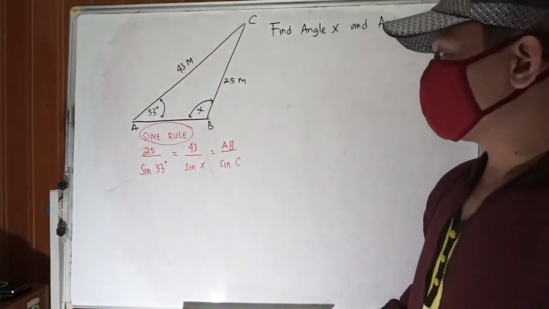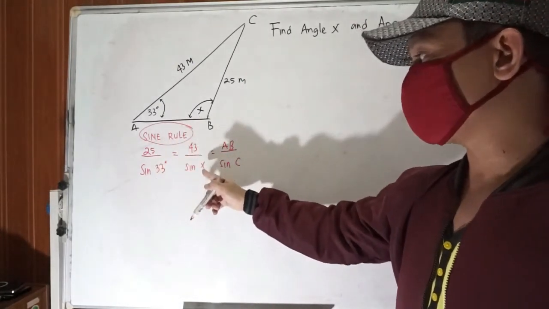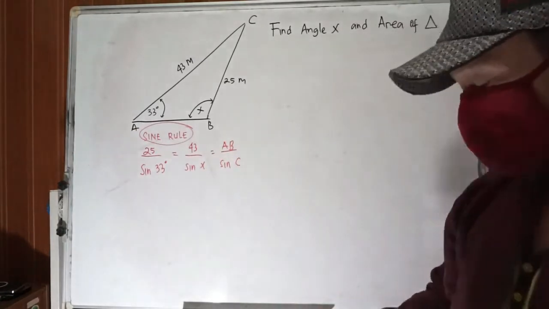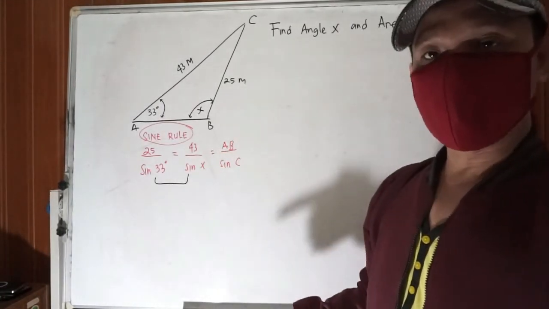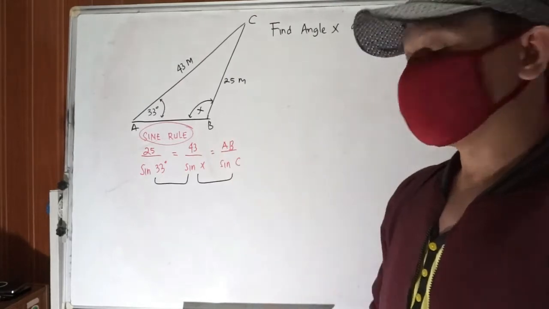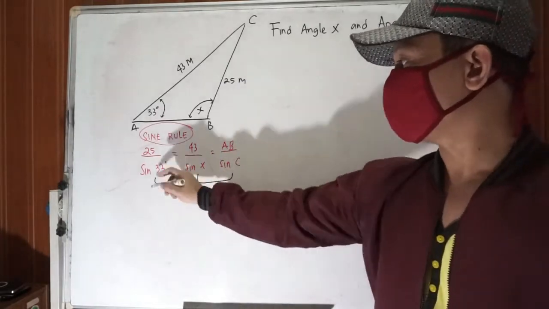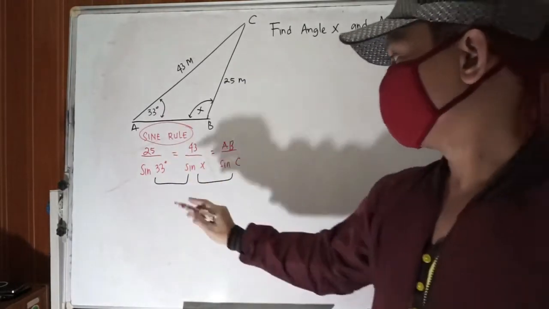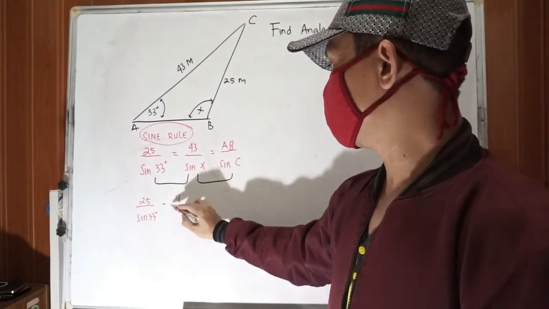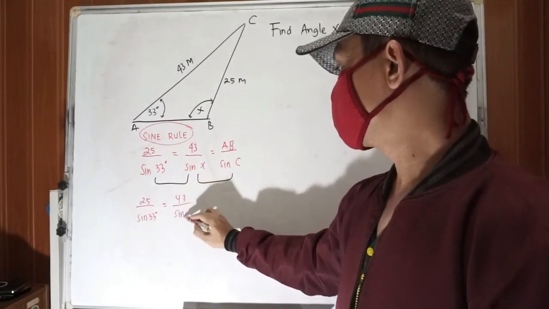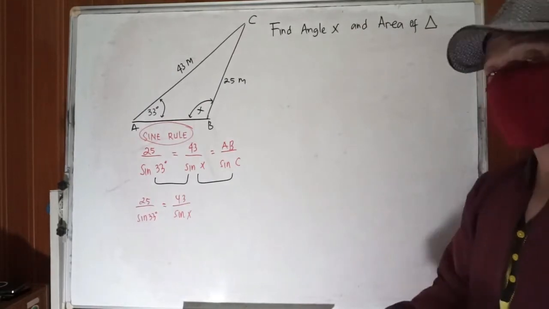The sine rule is already written on my whiteboard. 25 over sine 33 equals 43 over sine x equals AB over sine C. By taking these pairs, we can find sine x, right? We cannot use the AB over sine C part. But 25 over sine 33 equals 43 over sine x. So it means we can find the size of angle x.